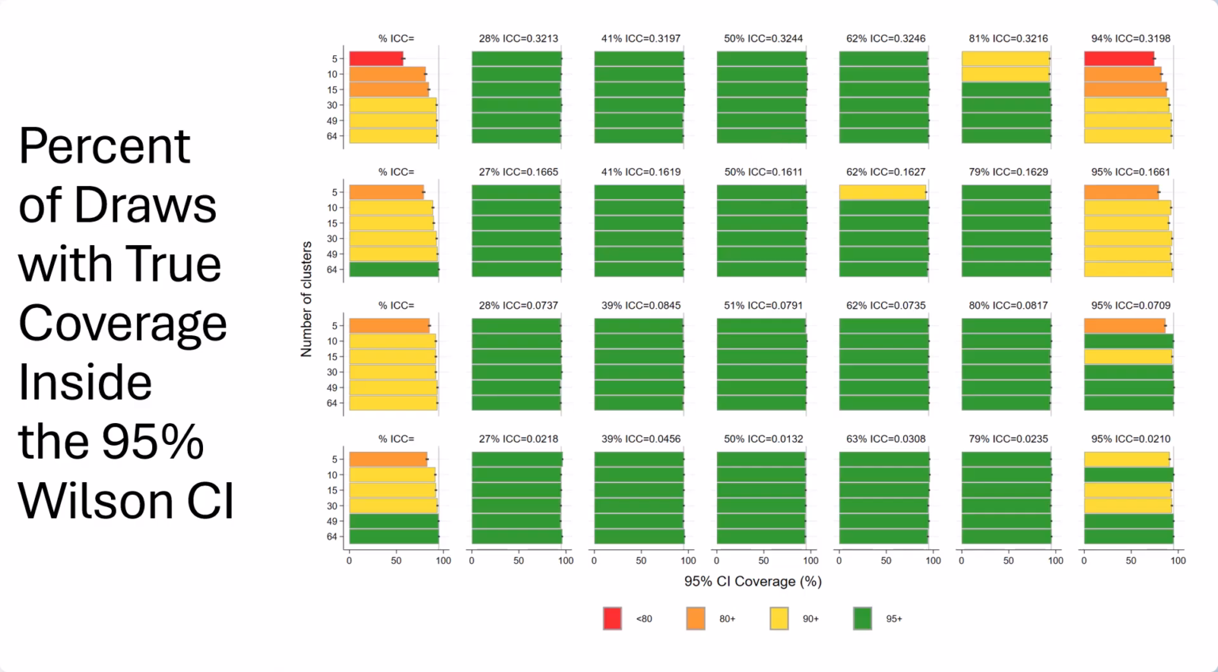The good news is that confidence intervals work, except for at the left and right extremes, where we know confidence intervals for proportions have some struggles. Everywhere in the middle, 95% of the confidence intervals contain the true answer. So the confidence intervals are going to be wide in some cases, but the true coverage value is in fact inside the 95% confidence interval.